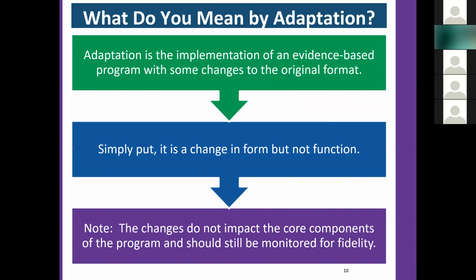So there's a point at which you adapt something so much that you become an innovation and not an adaptation. So what does that mean? That means if you have changed something that is considered a core component in form, that you are no longer implementing what you said you were going to implement. An example of that would be the Safe Home curriculum. It's a 12-week curriculum. It is intended to be implemented over 12 weeks, and that folks go home and practice some of the knowledge shared in between.